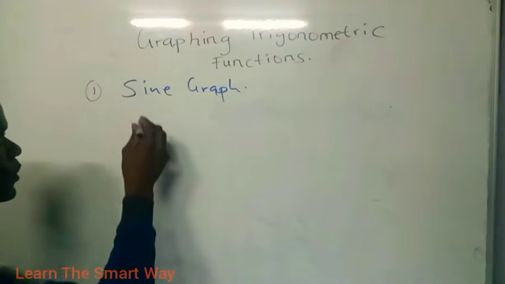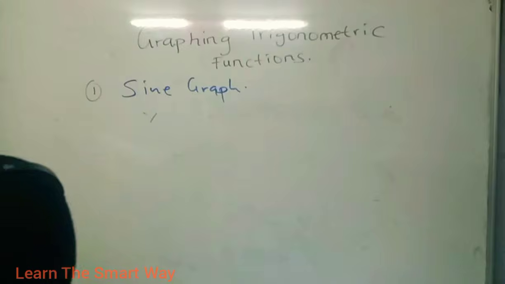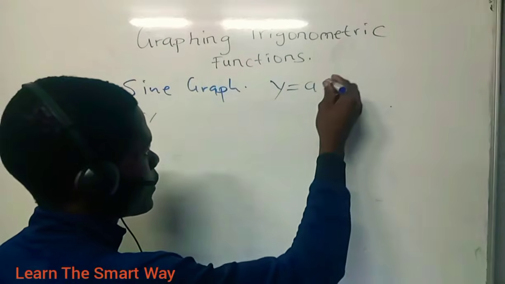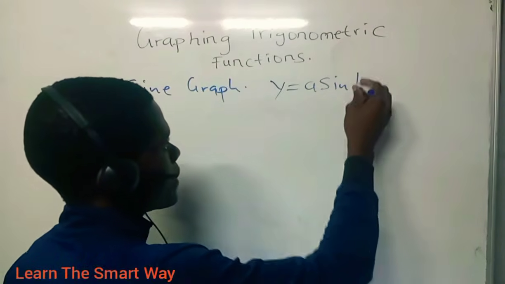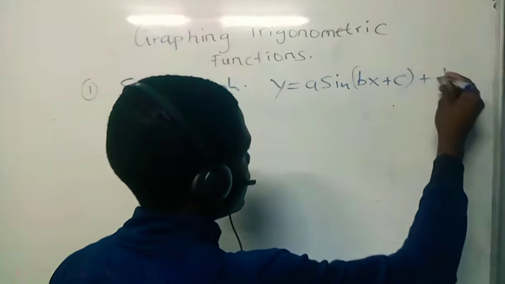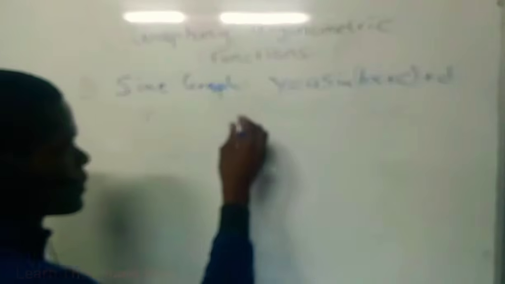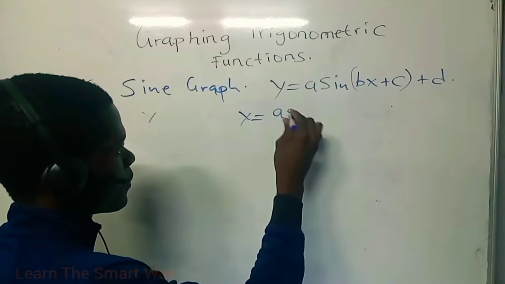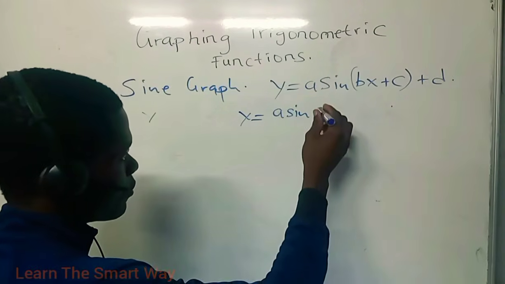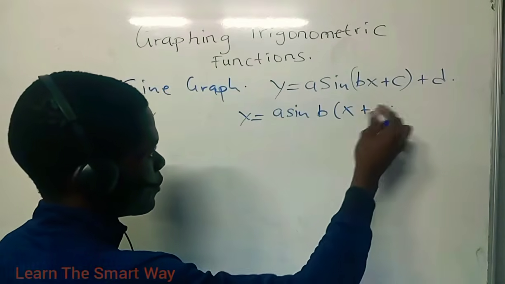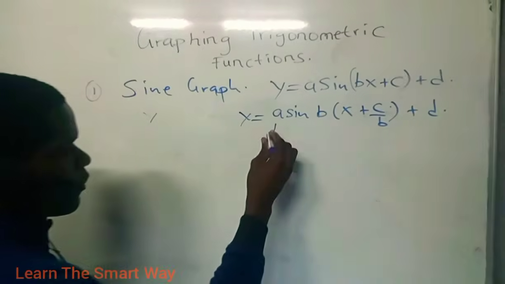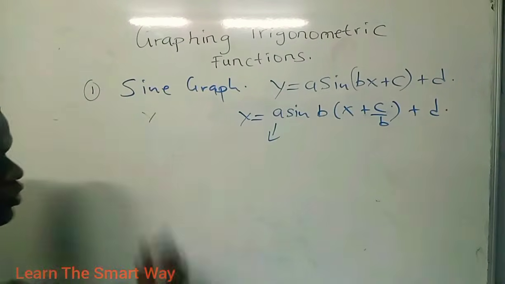You need to know that the full form of a function is y is equal to a sine (bx plus c) plus d. I would advise you to rewrite that form and factorize what's in the brackets. So if you have a b there, you have x plus c over b, plus d. This a is what we call the amplitude. It's going to affect how high the graph is going to go in the y-axis.